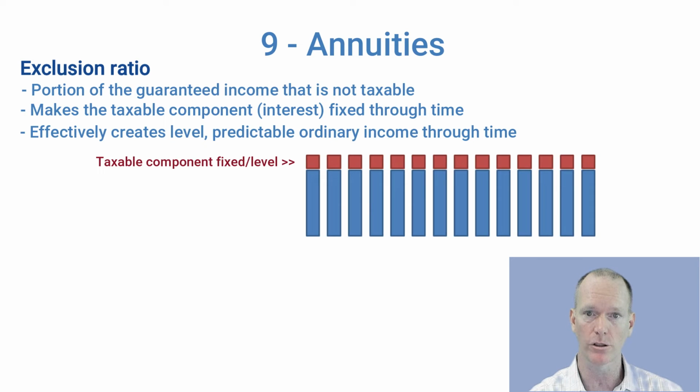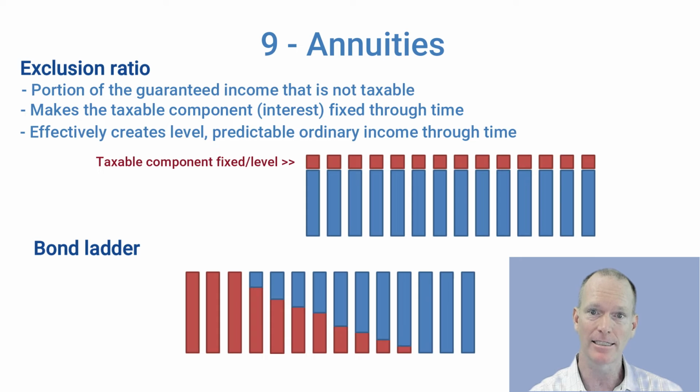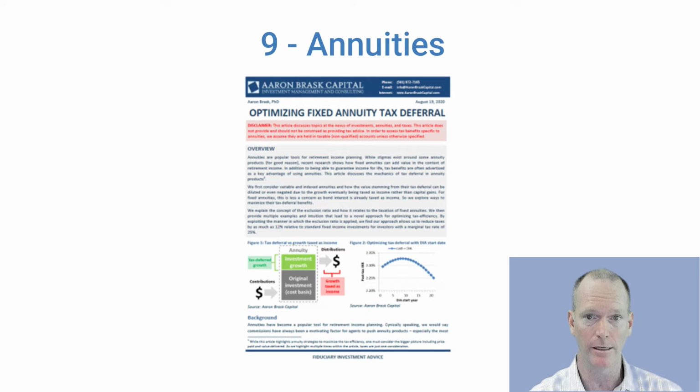If you were to structure a similar type of income with, say, a bond ladder, the taxation in that scenario is going to be much higher in the front. In other words, the taxes are front loaded. I've written extensively on this topic, and it's very complicated.